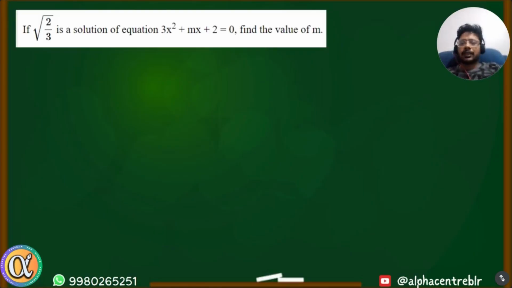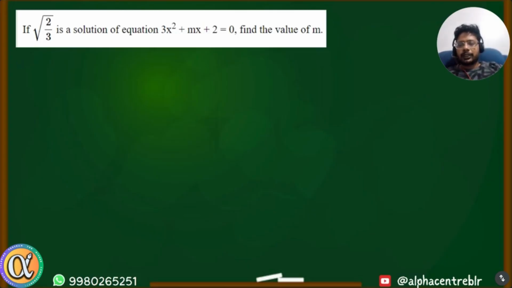In this question, it's given that root 2 by 3 is a solution for that quadratic equation. Find the value of m. A quadratic equation can have two solutions. This is one of the solutions. Just as we did in the previous case, if that is a solution, then the solution must satisfy the quadratic equation. That means if I replace x with root 2 by 3, it would be equal to 0. So that way you get one equation in terms of m. Simplify that to get the value of m. You understood what I'm trying to say here?